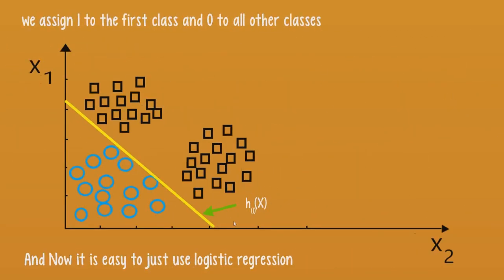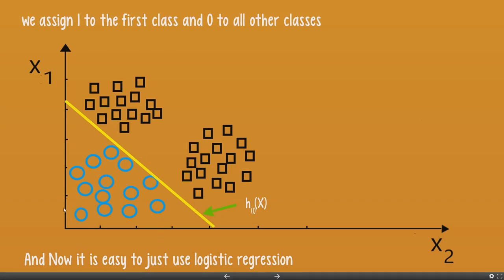We train a classifier with a hypothesis function h subscript 1 of x, and train it to classify class 1. If it's not class 1, just assign it 0. That means here y equals 1, and the rest is y equals 0. So it's 1 versus everything else. That's why we call this type of solution one versus all, because we take it class by class.